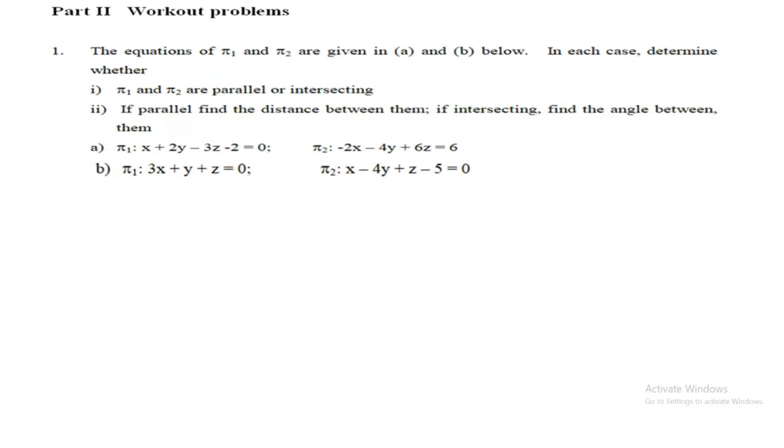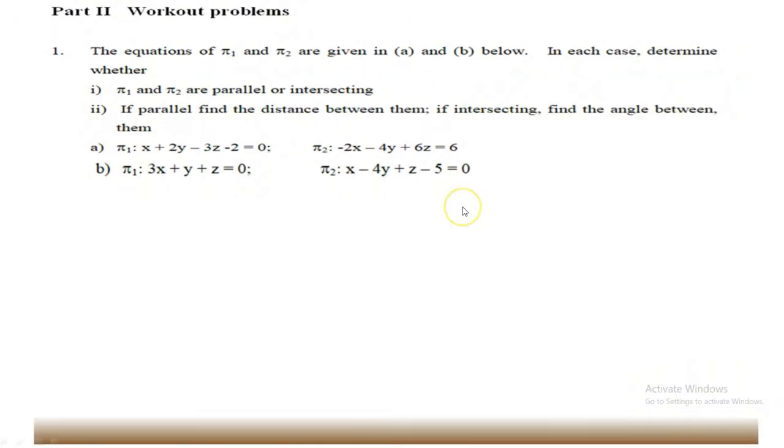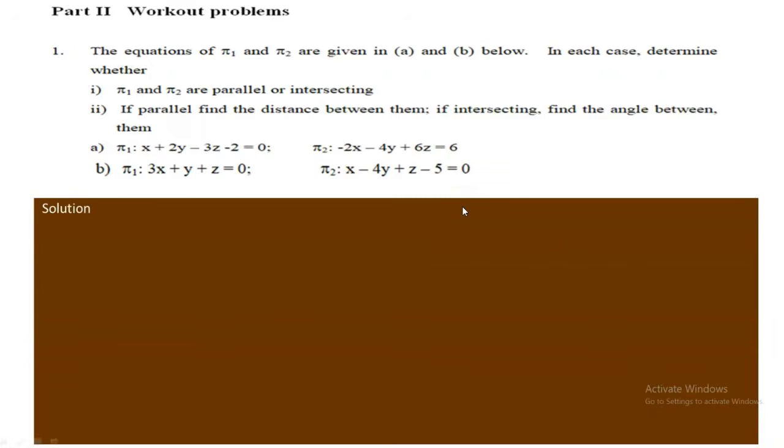Now comes question number 1. It says the equations of 2 planes pi 1 and pi 2 are given in A and B, as you see below. In each case, you are asked to determine whether the two planes are parallel or intersecting. If they are parallel, you are asked to find the distance between them, and if they are intersecting, you are asked to find the angle between the 2 planes. Okay, so simple. What you need to do is the following. So the solution runs as you see.